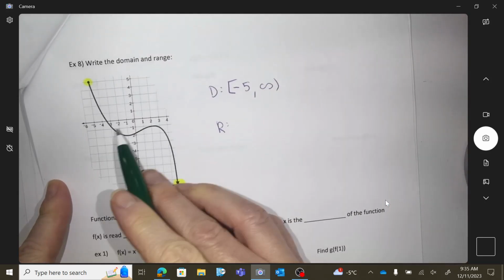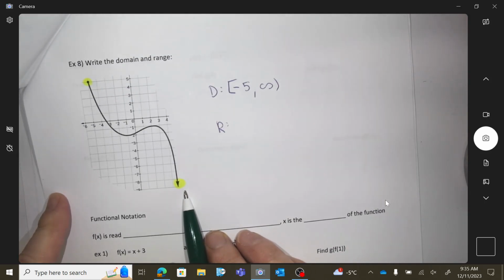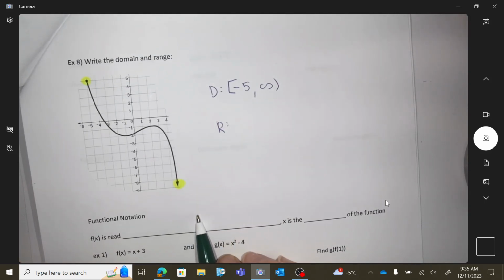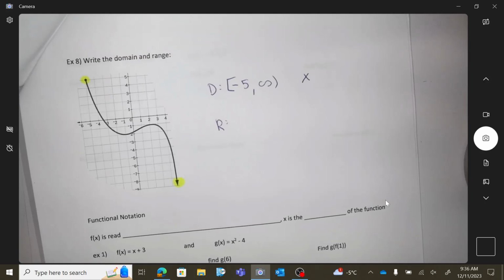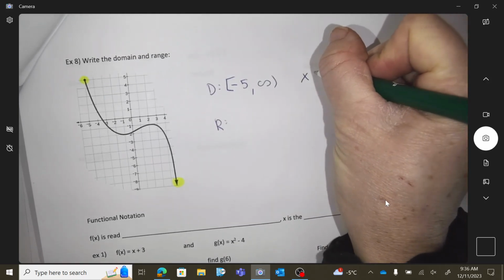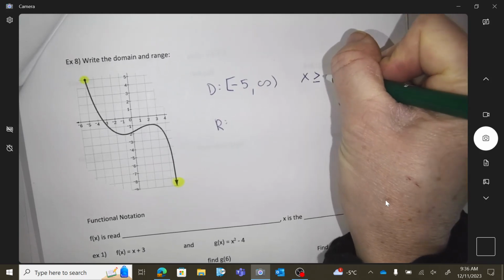To the most right, the graph is heading forever right and down. X is what if I want to write it as an inequality? Greater or equal to -5.